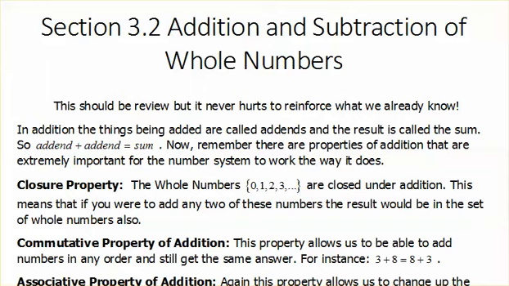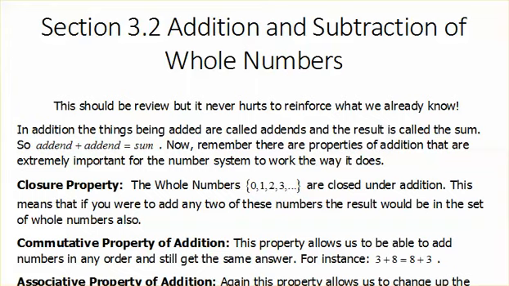Hello, this is section 3.2, which is talking about addition and subtraction of whole numbers. Now, before we get into any of this, addition and subtraction of whole numbers, of course, should be review. We all know how to add and subtract, but there are just a few things that I want to point out. Especially, we're going to go over some properties that you need to know.